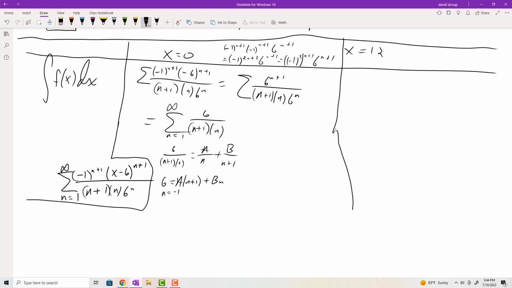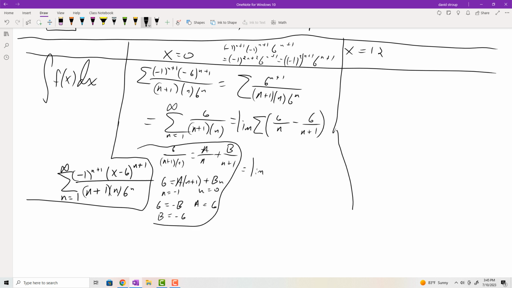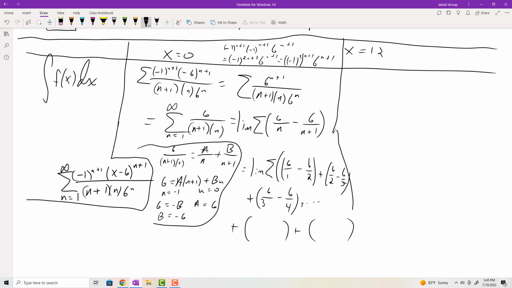Let n equal negative 1, so I have 6 equals negative B, so B is negative 6. And then n equals 0, so A will be 6. So this will be the limit of the sum of 6 all over n minus 6 all over n plus 1. Then you expand it: 6 over 1 minus 6 over 2, plus 6 over 2 minus 6 over 3, plus 6 over 3 minus 6 over 4, plus blah, blah, blah, and then we want the last 3 terms.